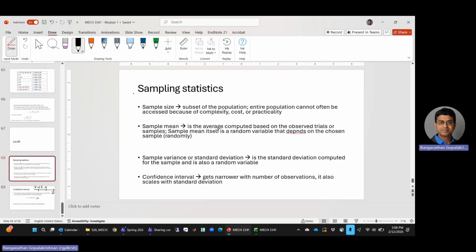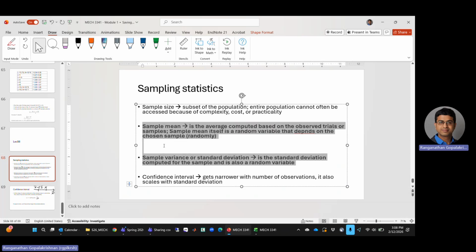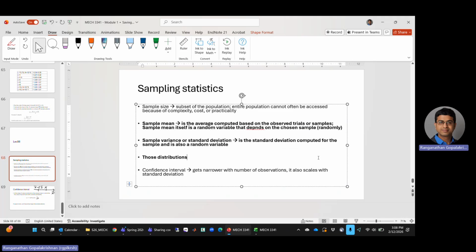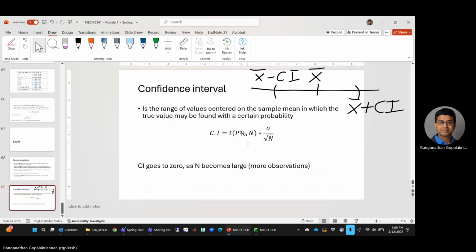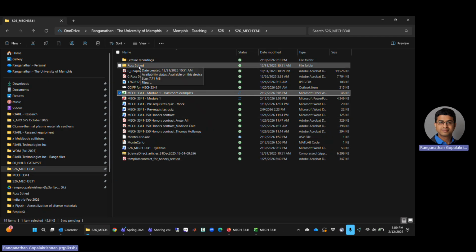So I told you that the sample mean and sample standard deviation themselves follow distributions, and those distributions are called the student's t distribution, but we are skipping a lot of the details. Why? Because that'll take like 3 or 4 lectures, which I don't have, and we don't need the intermediate steps. We just need the final expression for the confidence interval. Let me show you a table here. This table is also posted on your Canvas.